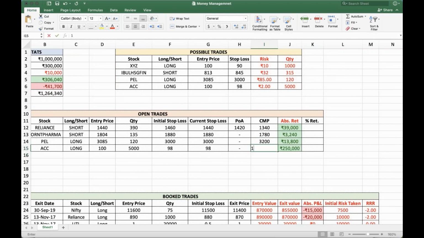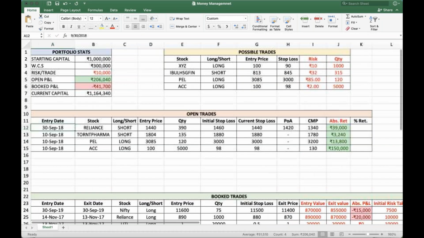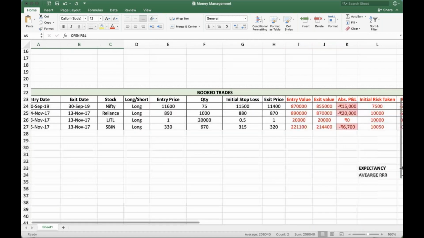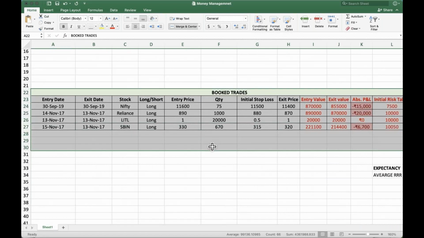Now I've purposely changed these numbers to be profitable. A summation of these absolute returns will reflect here in open profit and loss. I have not considered brokerages here. I've tried to keep this sheet as simple as possible. So brokerages are not considered. So open P&L, open profit and loss, the summation of that column is this. Okay. The fourth table is also simple, self-explanatory. Book trades or closed trades, the trades which you have closed.